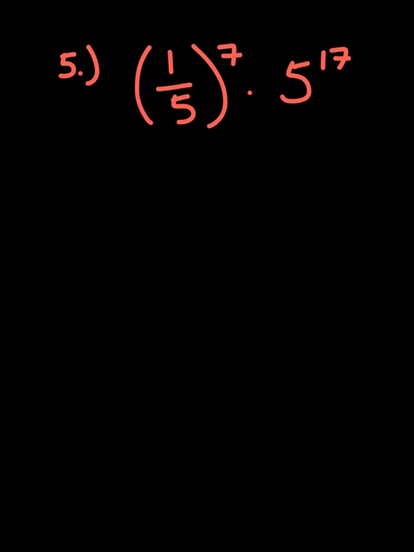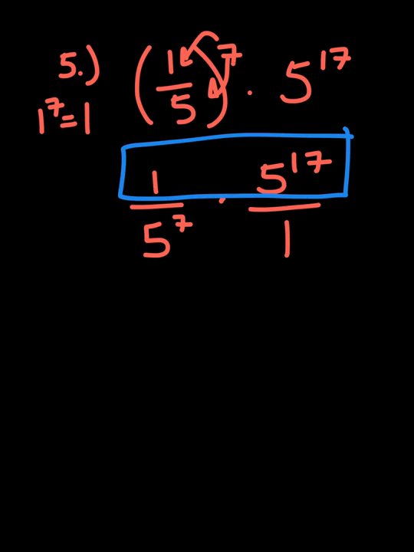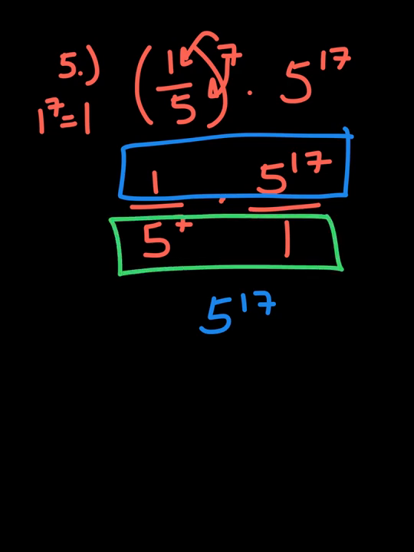In this problem, I'm going to start by giving the power of 7 to both bases inside my parentheses. But 1 raised to the 7th power is just going to be equal to 1. 1 times itself 7 times is 1. So this is really 1 over 5 to the 7th power times 5 to the 17th power. This is really over 1. So when multiplying fractions, I multiply straight across the top. 1 times 5 to the 17th is 5 to the 17th. And straight across the bottom, 5 to the 7th times 1 is 5 to the 7th.